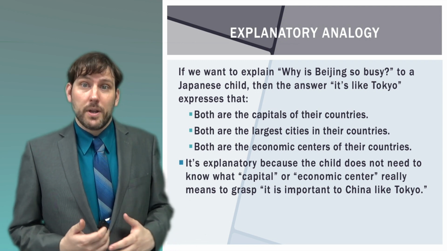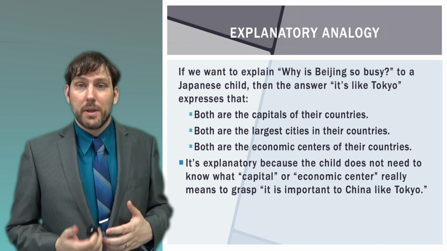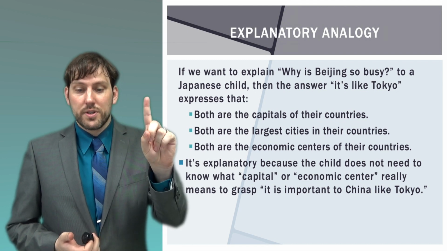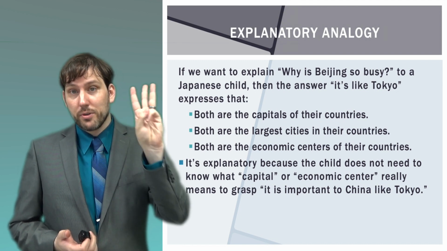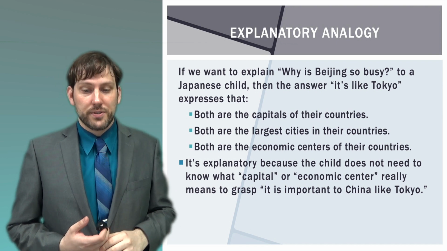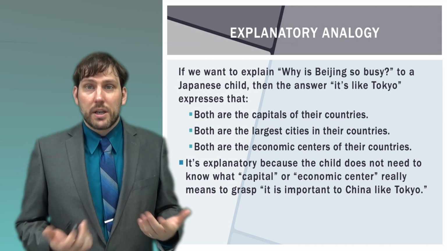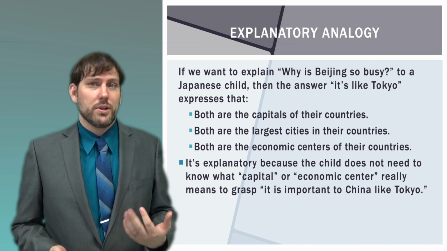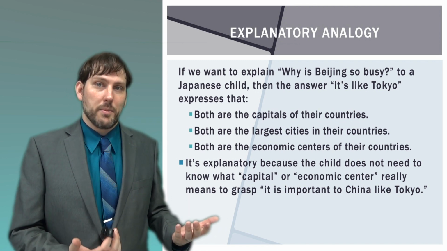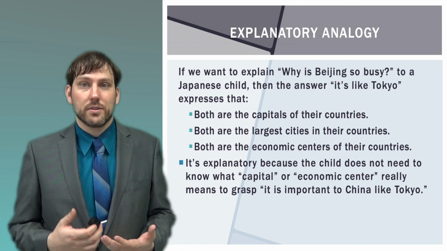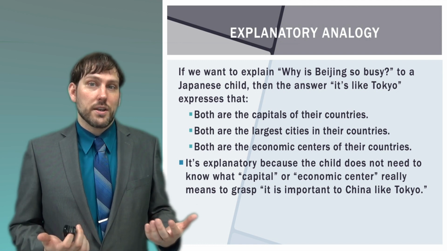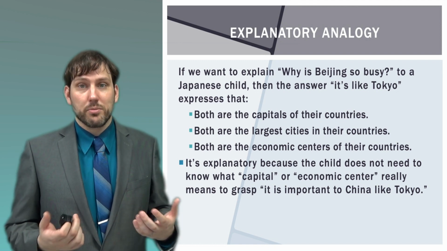So if I wanted to explain to a Japanese child why Beijing is so busy, I might say it's like Tokyo. And if I said that, I'm explaining to them that both are the capitals of their countries, both are the largest cities in their countries, both are the economic centers of their countries. This is explanatory because the child doesn't need to really understand what capital or economic center mean in these contexts to grasp that Beijing is important to China like Tokyo is important to Japan.